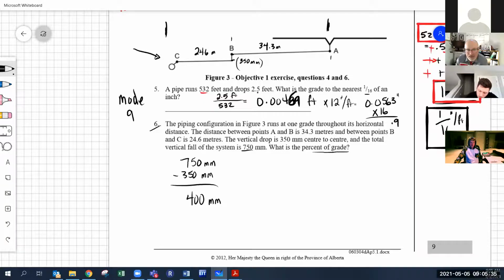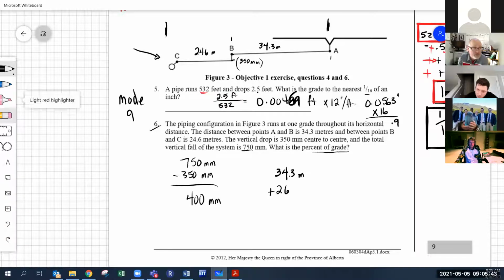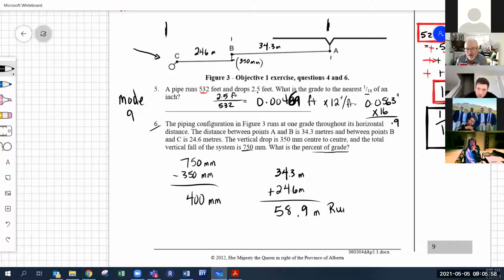So I will add those two runs together. So that's 34.3 meters plus 24.6. I must be a little dyslexic this morning. That's 58.9 meters. There's my total run. And this is my total drop.